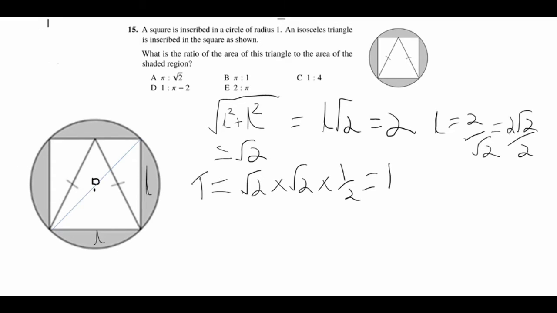The area of the shaded region is equal to the area of the circle minus the area of the square. Well, the area of the circle is pi r squared, so it will just be pi since the radius is 1. And the area of the square is root 2 times root 2, and so is equal to 2. And so the area of the circle minus the area of the square is equal to pi minus 2. And since the area of the triangle is 1, the ratio that we desire is 1 to pi minus 2. And this corresponds to D.